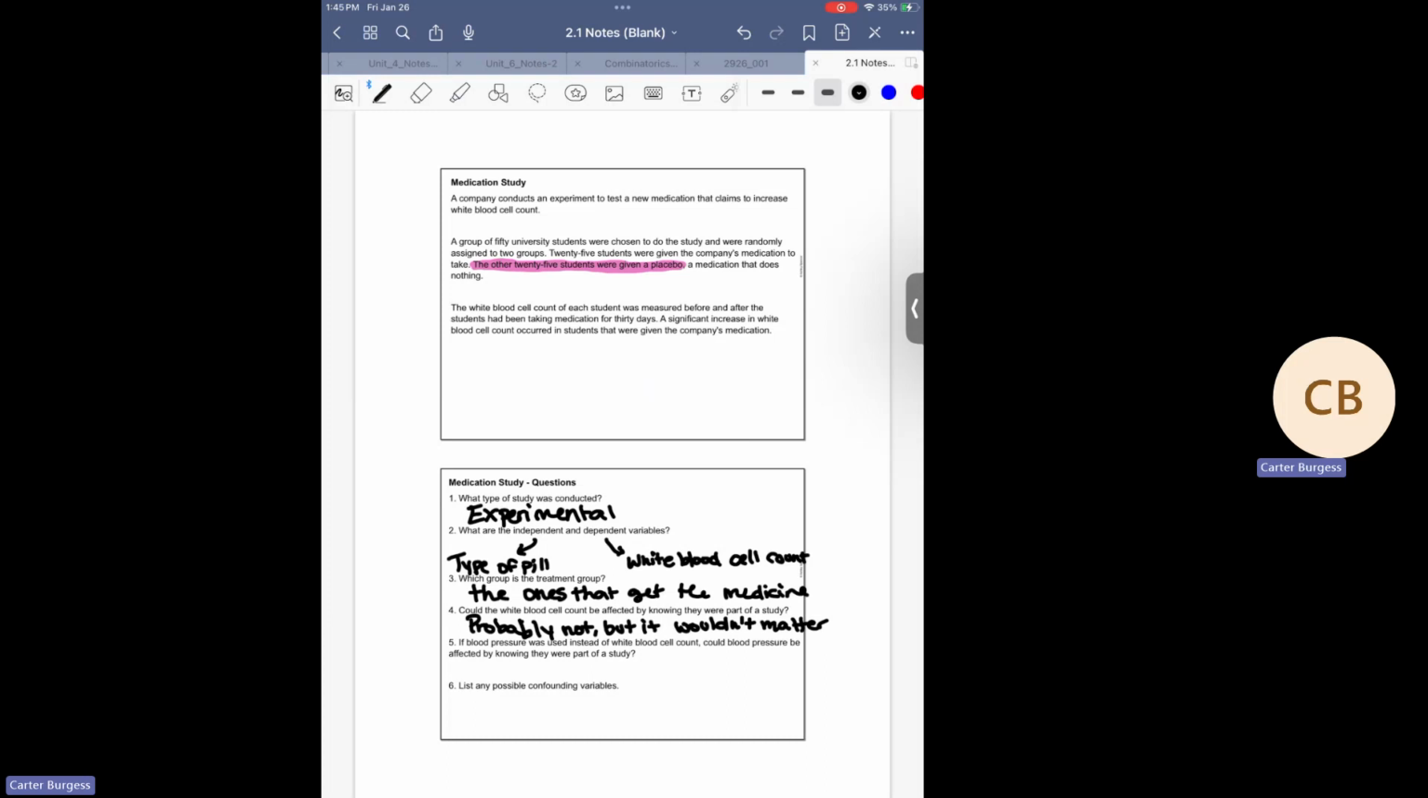As long as we make sure that the only difference between the groups is the actual pill that they're taking, we should isolate everything else, right? So here I would say the Hawthorne effect probably does affect the numbers. But again, it still doesn't matter, because both groups are affected similarly.